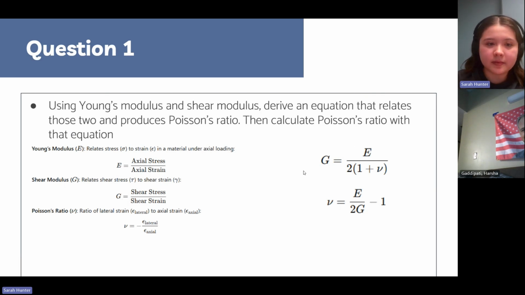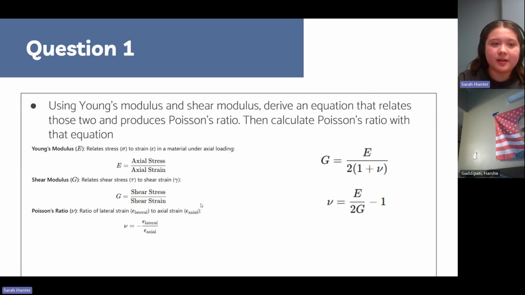If you look on the right, we got this one up here: G equals E over 2 times (1 plus nu), once you combine these equations. And then the specific question was asking to calculate Poisson's ratio. So you have nu equals E over 2G, minus 1.